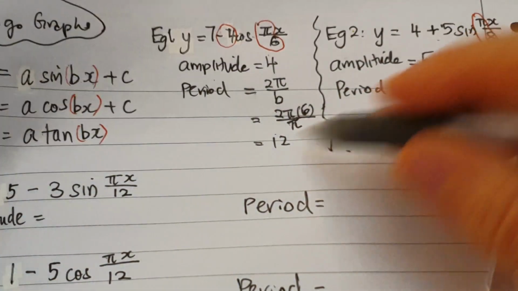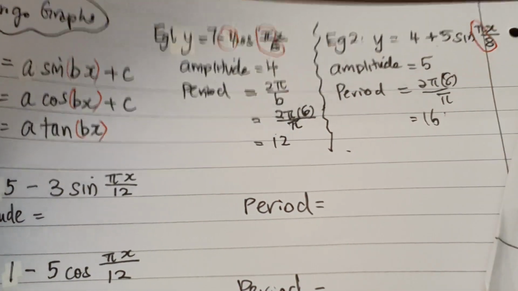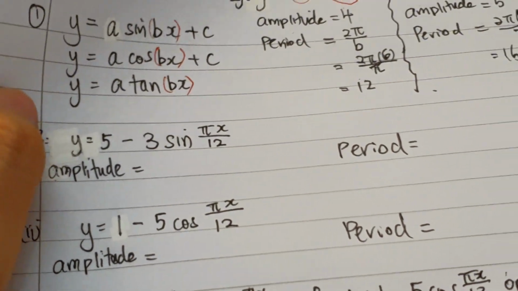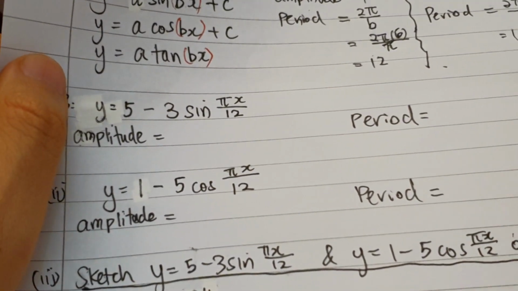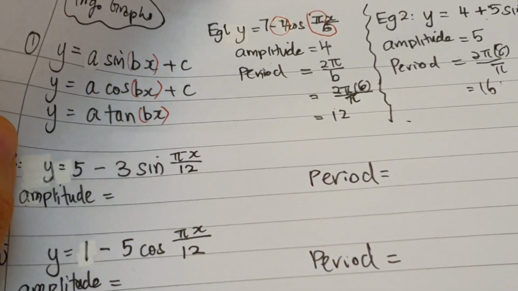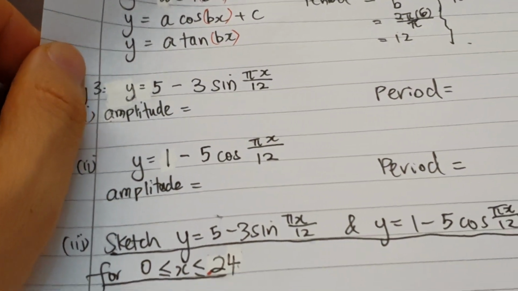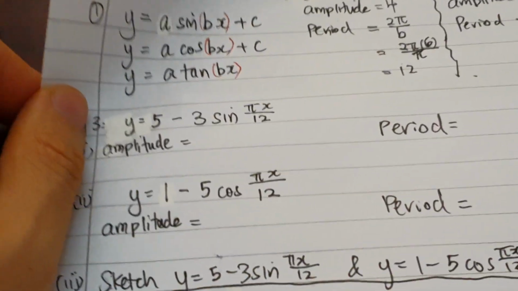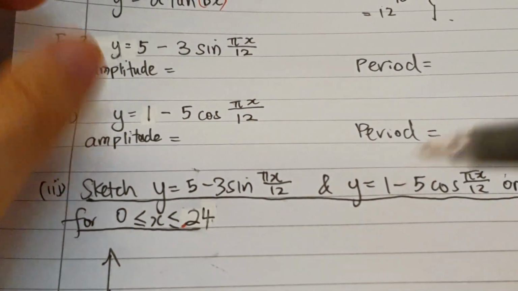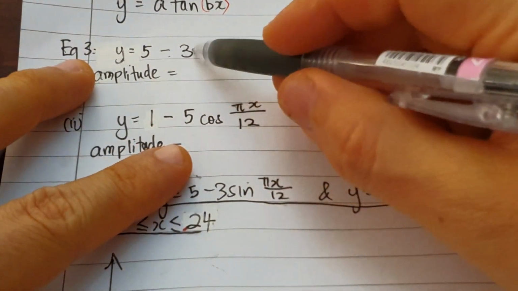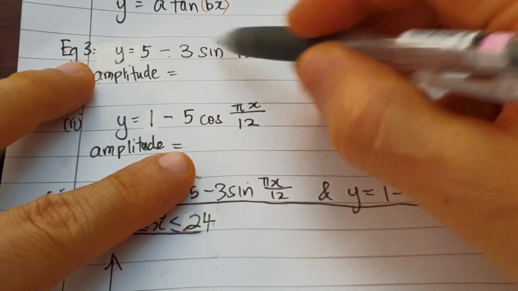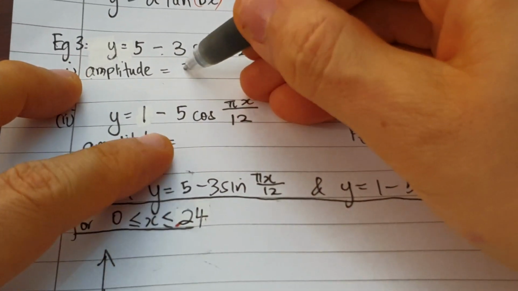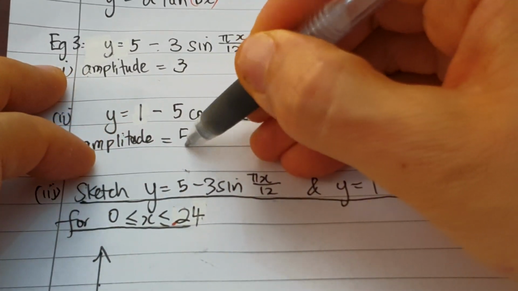16 what? Depends on the question. If there's no unit given, then it's 16 radians. But I don't need to write any unit for this case because there's no given context. Okay, example 3. What's the amplitude again? Although it's negative here, it's the number in front of the sine or the cosine. So this amplitude is 3, this amplitude is 5.